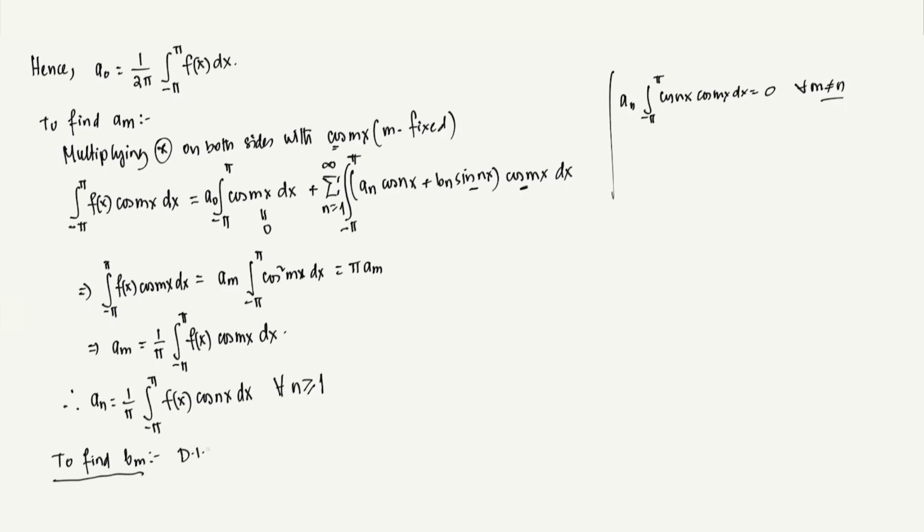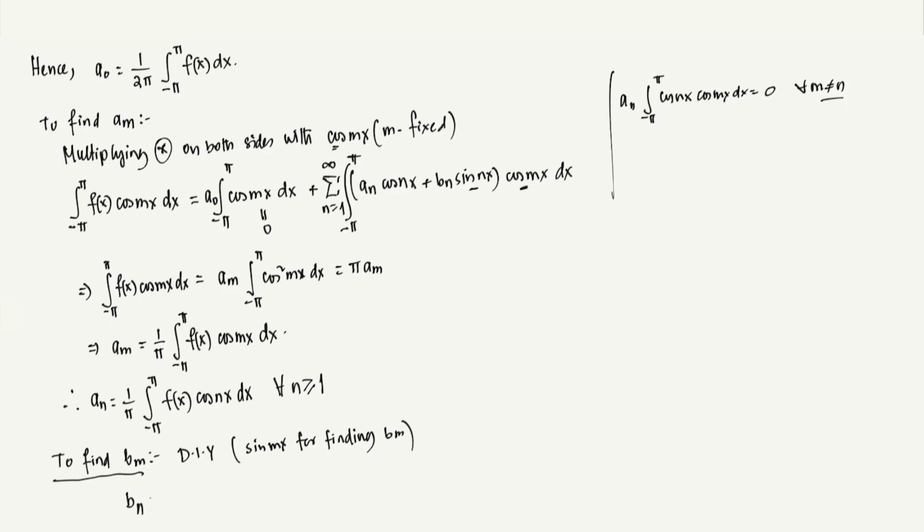So do it yourself. Just a small hint, multiply it by sine mx, and then you can find bm. So this I am leaving it to you. Exactly the same sort of thing will happen, and we are just writing bm, not am. And so essentially I am going to write down what bn you are going to find out.